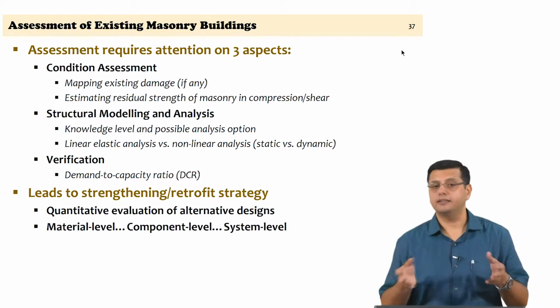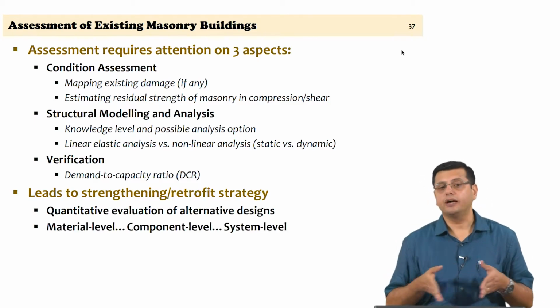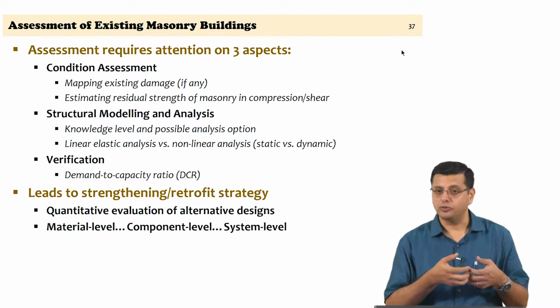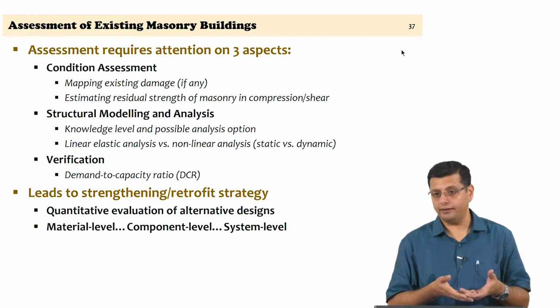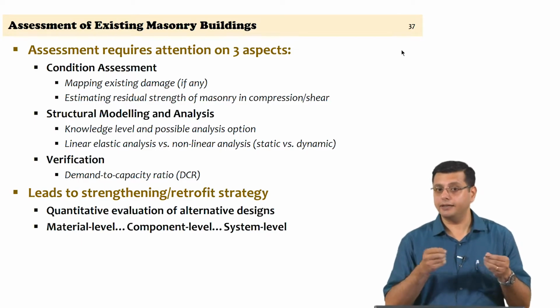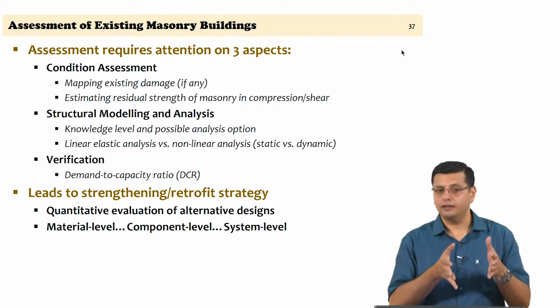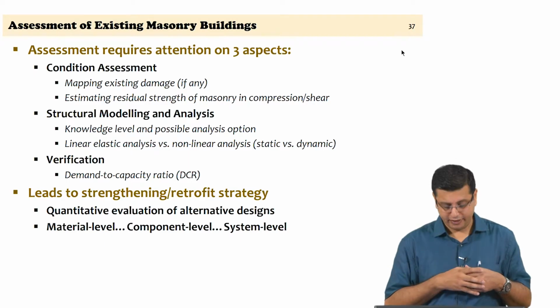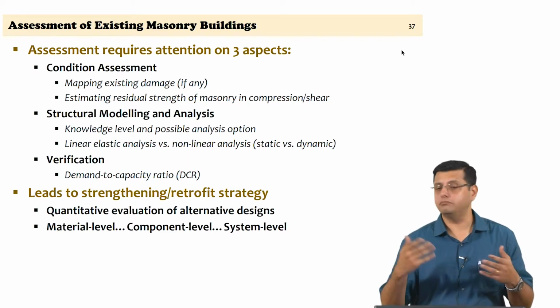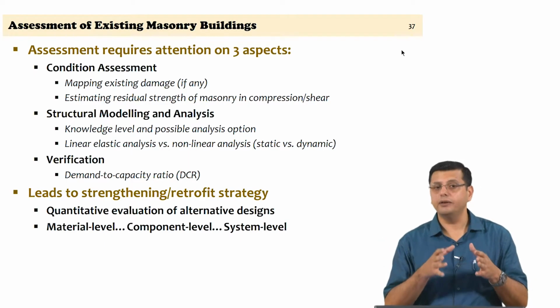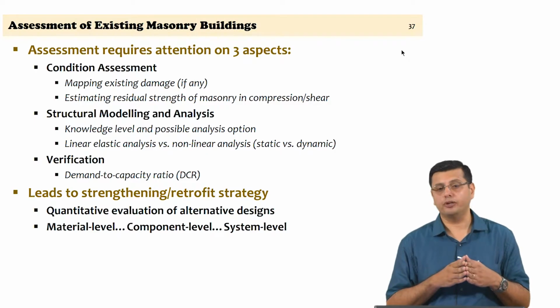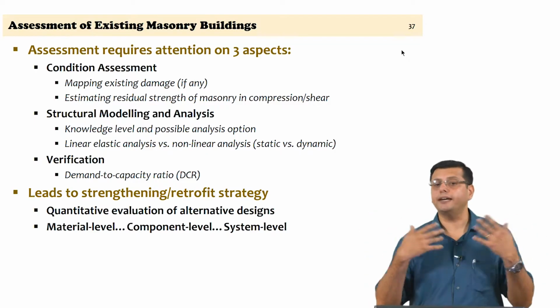And when you are looking at strengthening and retrofit strategy, we are really talking about you might have to improve the quality of the material if you can. Grouting that is typically done is to improve the strength of the material locally at the material level. You might have to strengthen walls, beams, columns. There you are really working at the component level, structural component level. And then finally, you might have to tie up the entire structure.